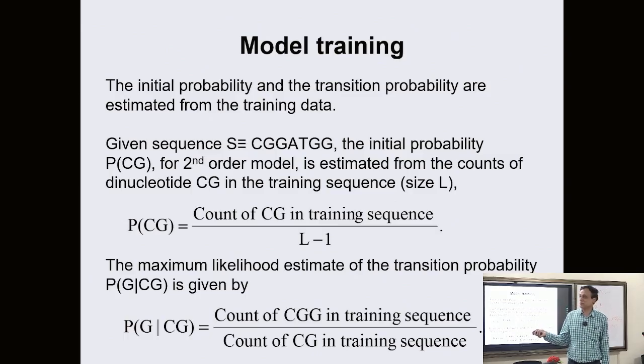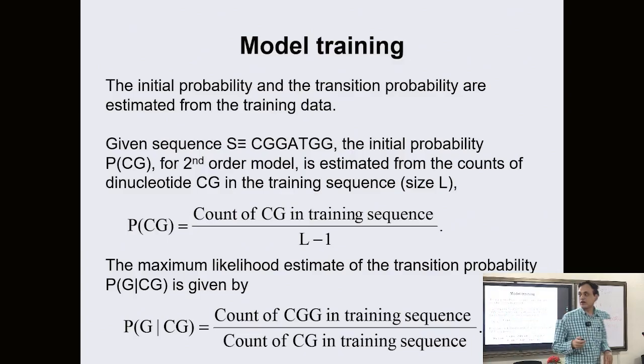6. You said 5? 6. So L is the length, so 7 minus 1, 6. So of all dinucleotides, the total is 6. How many of them are CG? 1. So the probability of CG is 1 by 6. This is how the model is being trained. The model estimated the probability of CG as 1 by 6.